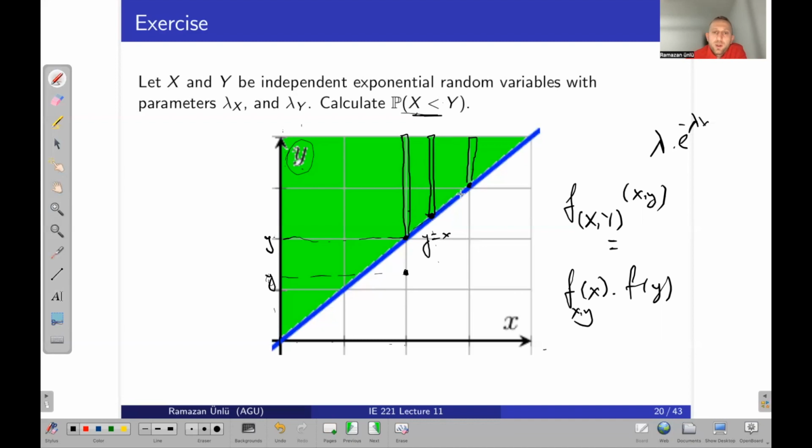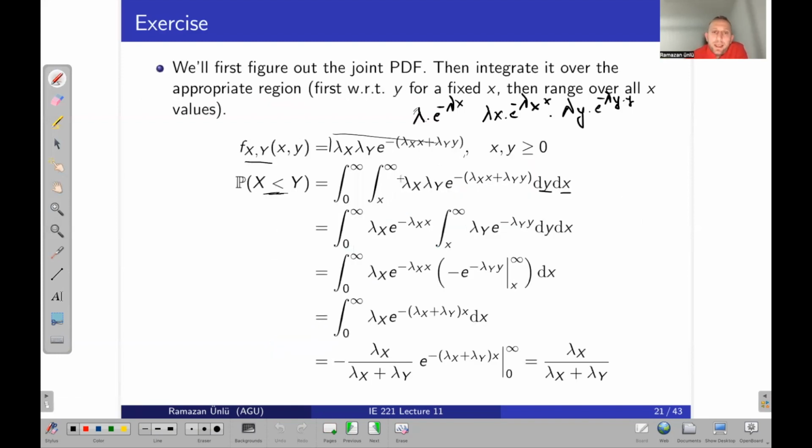And these two guys have a common point, which is y is equal to x. So that means the lower limit of y should be x. So that's why the inner integration should start from x and go to infinite.